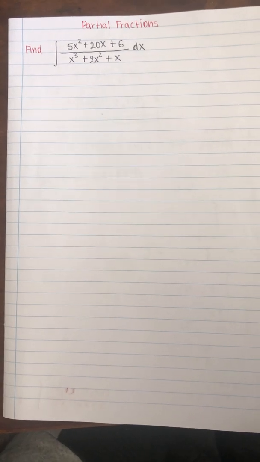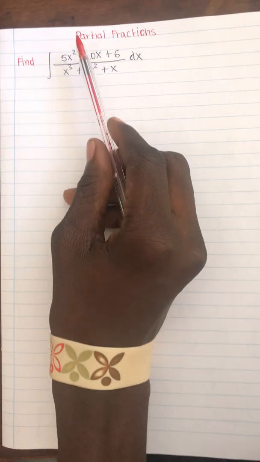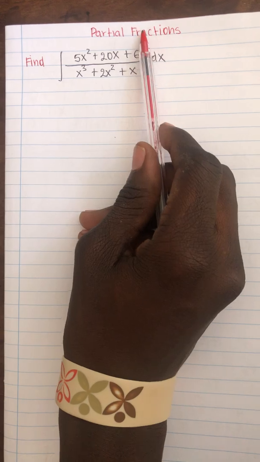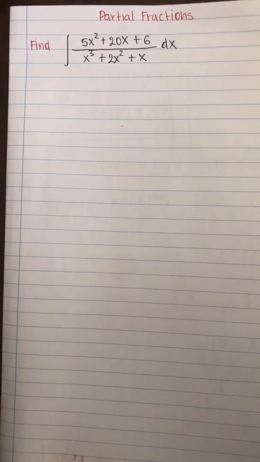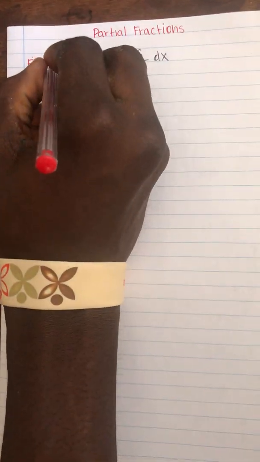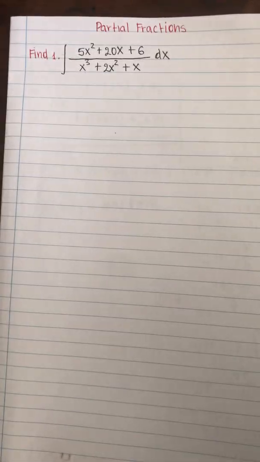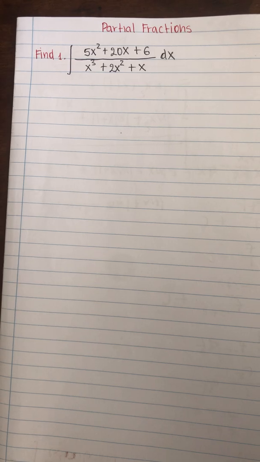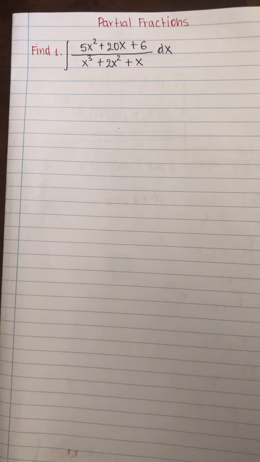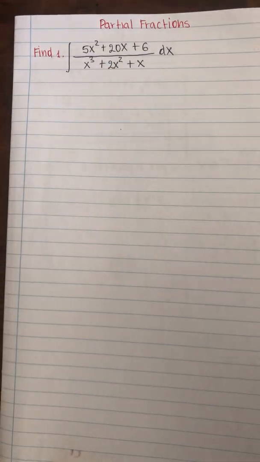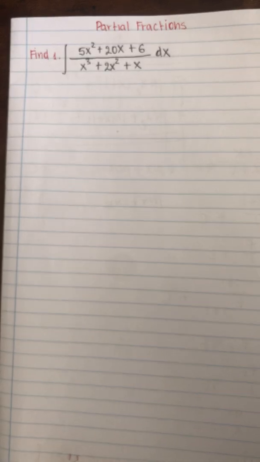We're gonna solve this integration using partial fractions. Today I'm just putting a few questions. So let's say this is question 1. This question 1 is to find the integration of (x squared plus 20x plus 6) divided by (x cubed plus 2x squared plus x) dx.